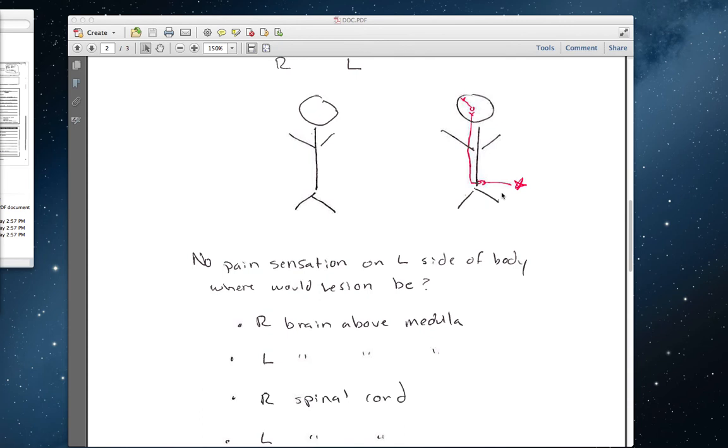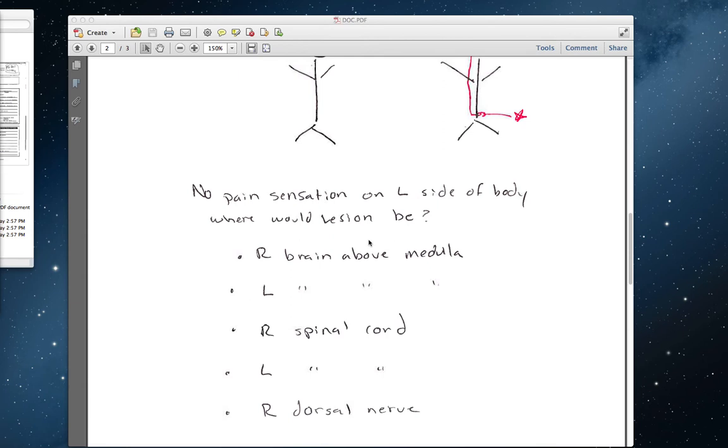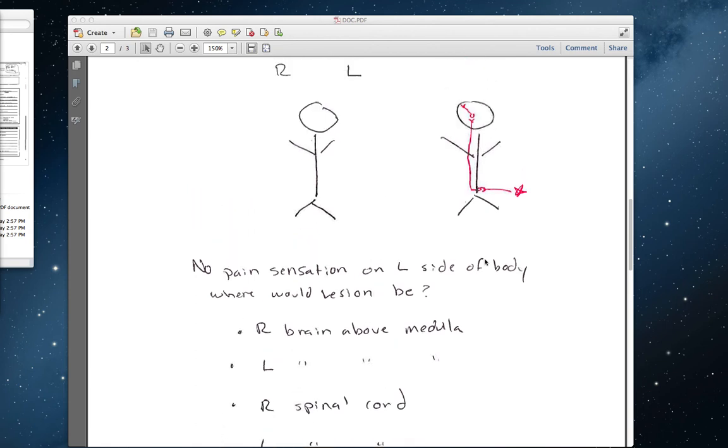And now this brings me to the second point, which is the terms contralateral and ipsilateral. This could have said, instead of saying no pain sensation on the left side of the body, where would the lesion be? And then I could say contralateral brain above the medulla, or ipsilateral brain above the medulla. What they're getting at here is that they're basically trying to say that it's contralateral or ipsilateral to where you see your symptom. So is the lesion itself contralateral or ipsilateral?